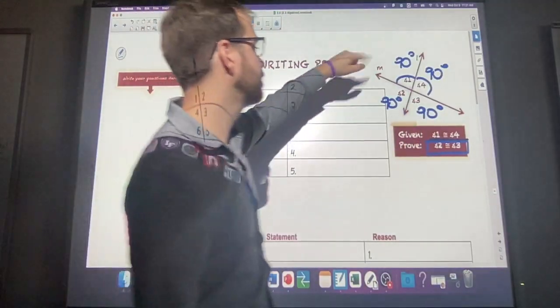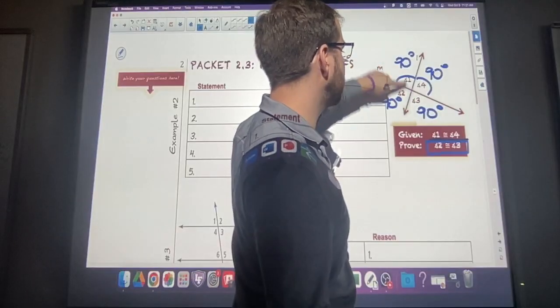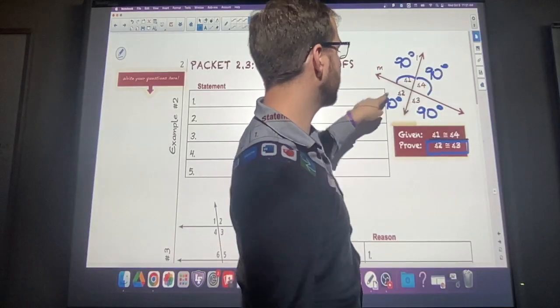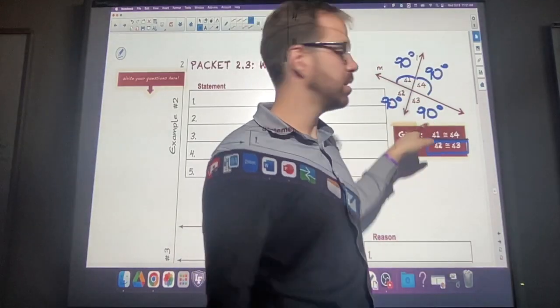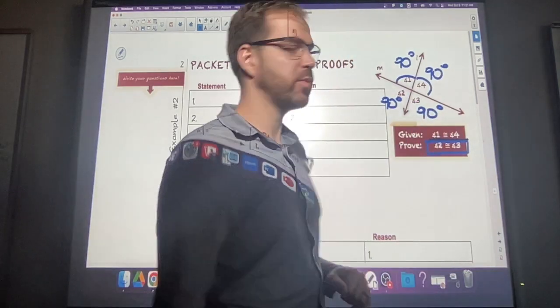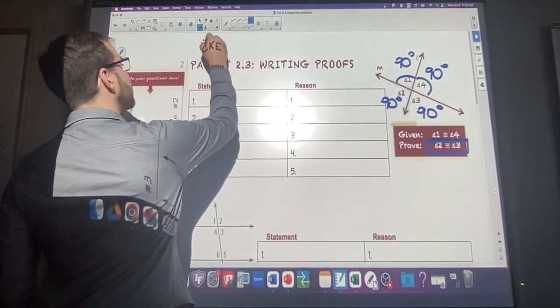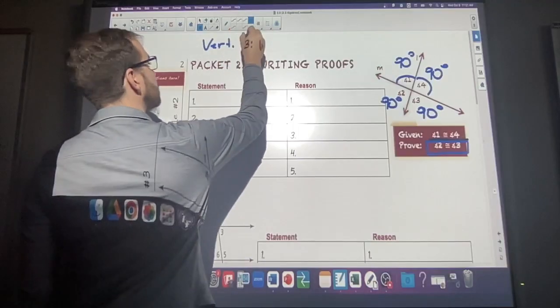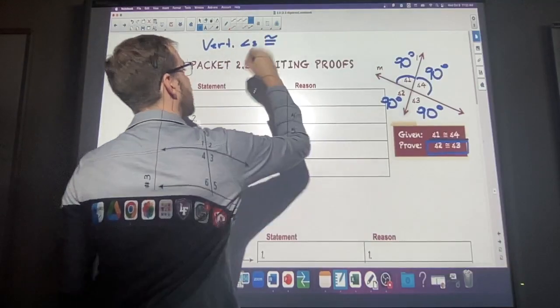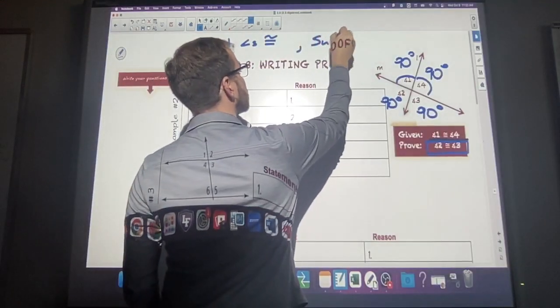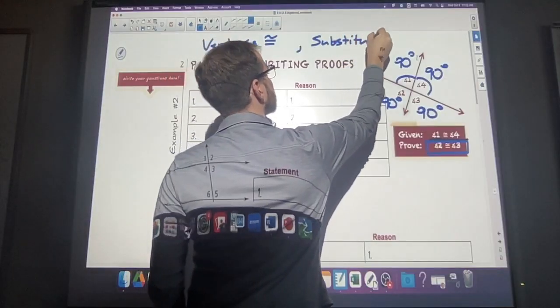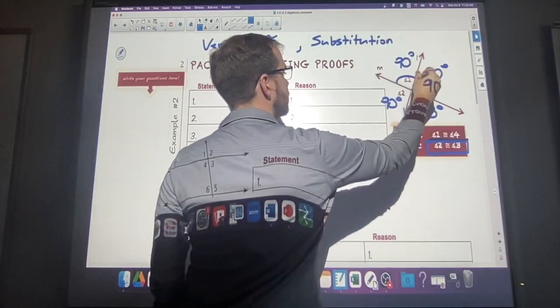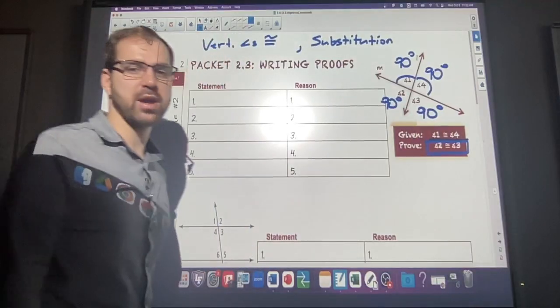There, that's better. So essentially what we're going to do is say that they're vertical angles, and then we're going to substitute in at the end to get 2 and 3. So let's do that. I'm just going to write this up here. We're going to use vertical angles are congruent, and then we're going to use substitution, because we need to substitute the 1 and the 4 in for the other angles we're looking for.